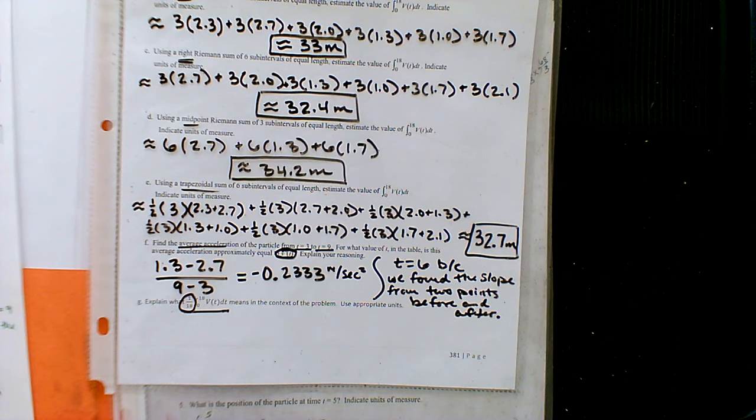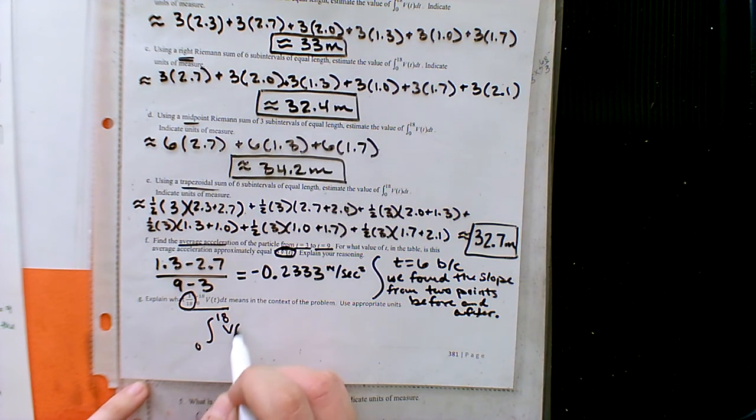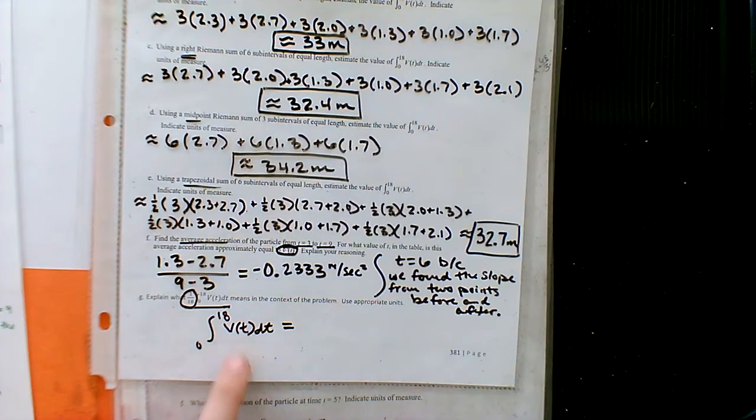So average feet per second would be average velocity, okay? How did you know that? That's great. Because if the integral from 0 to 18 of v of t is the total displacement, then dividing by 18, since there's 18 seconds, you have kind of like the average. Okay. Instantaneous. Look at this.